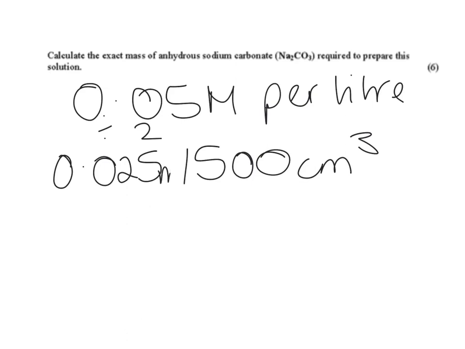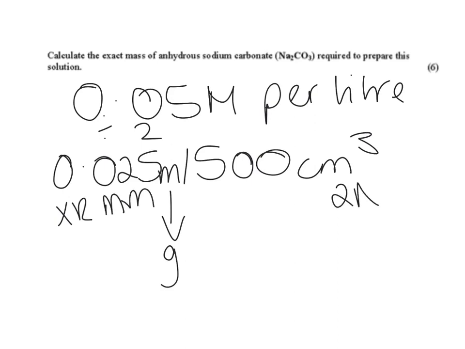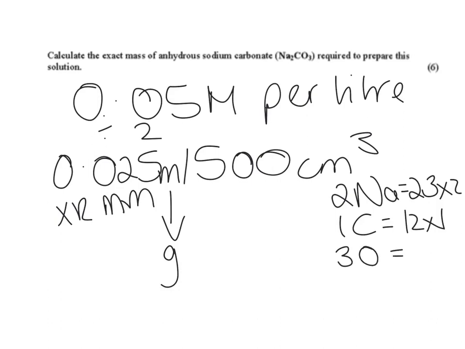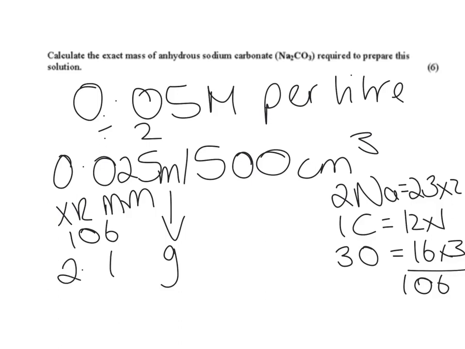Again, that's in moles, and we want to go to grams. The easiest way for me to do that is to multiply by the relative molecular mass. We have 2 Nas, which is 23 by 2. We have 1 carbon, which is 12 by 1, and we have 3 oxygens, which is 16 by 3. And when you add all of that up, we get 106 grams. So our final step is to multiply by 106, and that gives me an answer of 2.65 grams per 500 centimetres cubed.